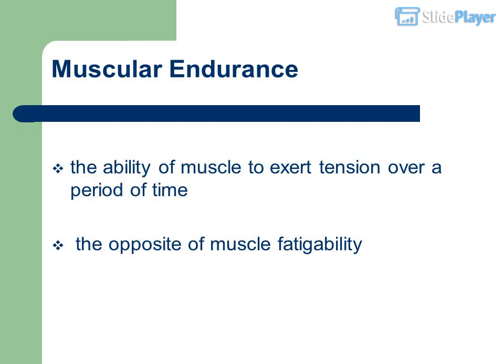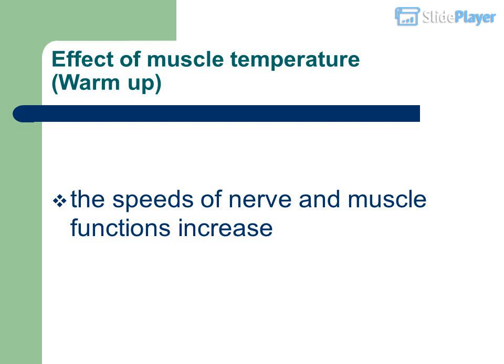Muscular endurance: the ability of muscle to exert tension over a period of time. The opposite of muscle fatigability. Effect of muscle temperature, warm-up: the speeds of nerve and muscle functions increase.